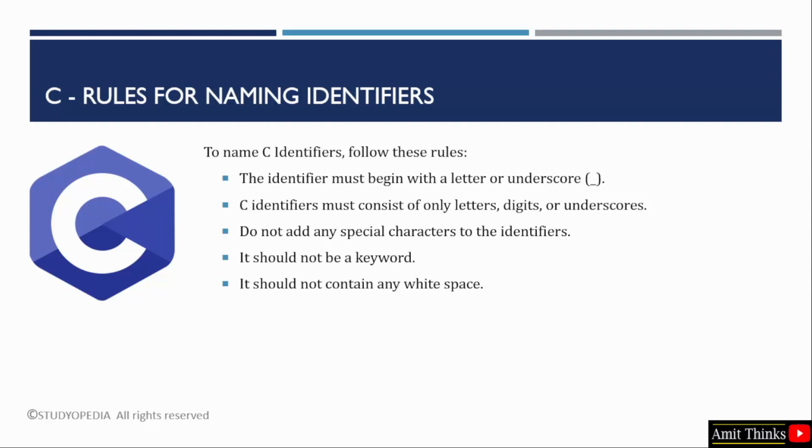Here are some rules for naming identifiers. As I said before, it can start with an underscore or a letter. It can include only letters, digits, or underscores. Except underscore, you cannot add any other special character. And it should never be a keyword. Like we used printf before. printf was a keyword, so you cannot use printf here. And it should not contain any white space. Like we have shown before, you can add an underscore. If you want to add marks result, you can write marks_result or result_marks. So white space is not allowed.